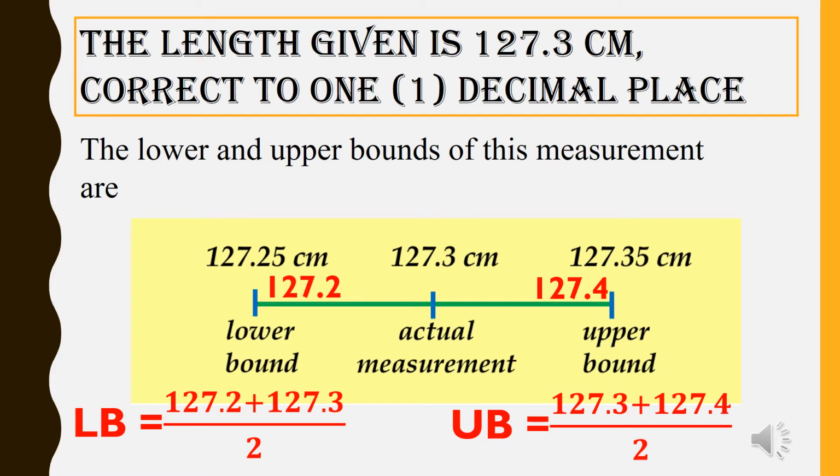The same calculation we are going to apply for the upper bound as well. Let's say we calculate the middle value with the number that appears after 127.3, which is 127.4, so the middle value will be 127.35. So we can conclude that the lower bound is 127.25 centimeters and the upper bound is 127.35 centimeters.